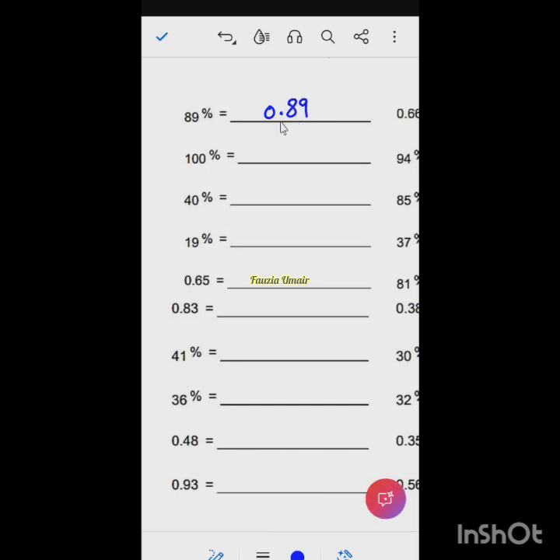Achha, we will not say "zero point eighty-nine." The digits after the decimal, we don't combine them. We read them separately, right? So we will say "zero point eight nine." Okay, beta? This is how you read the decimal.